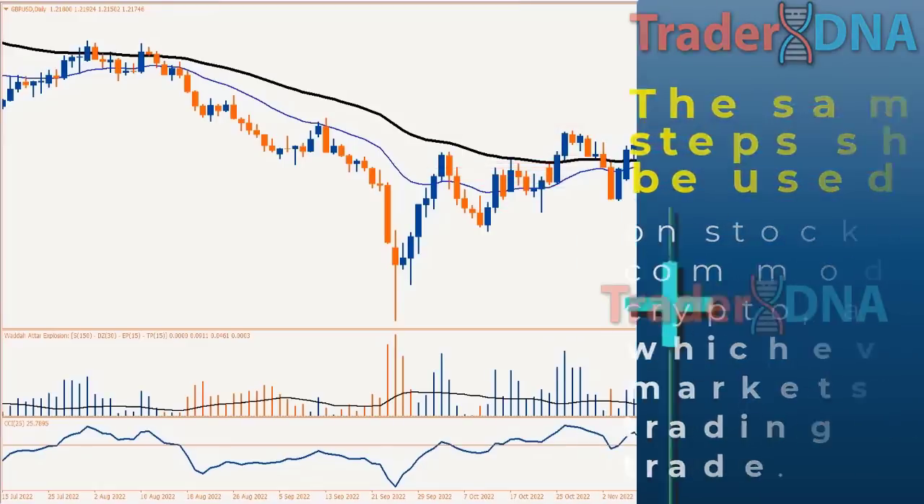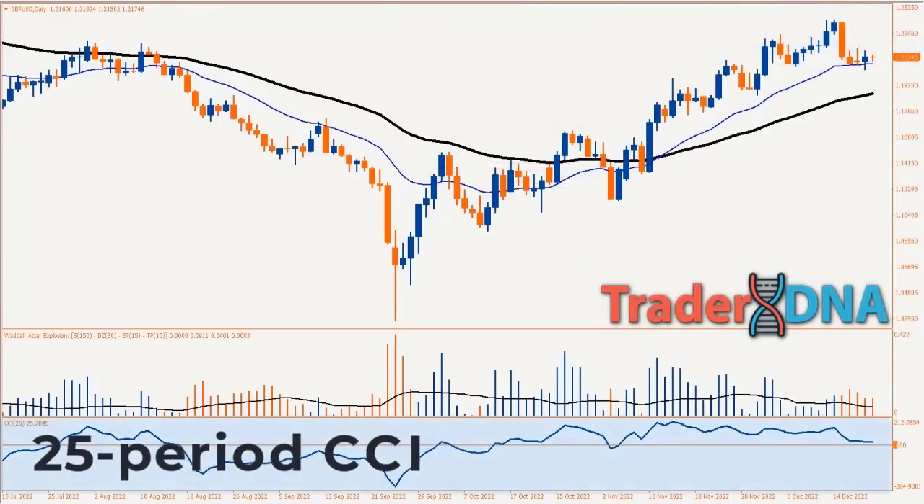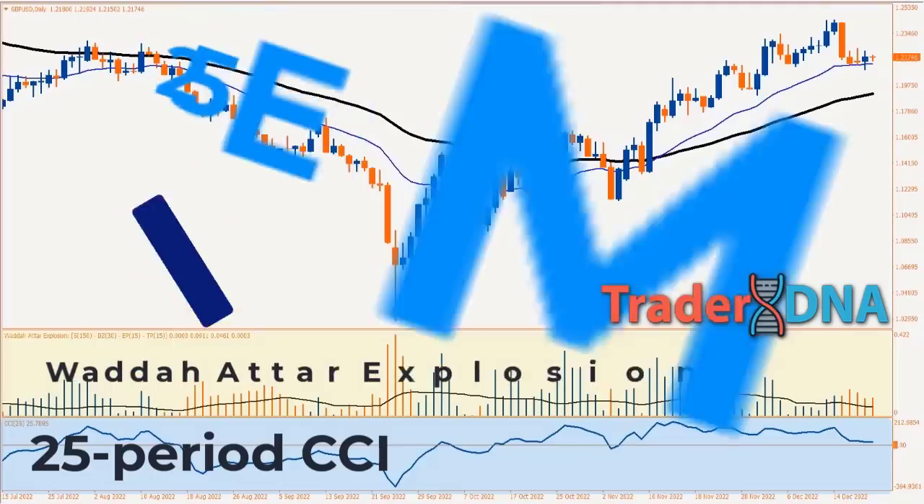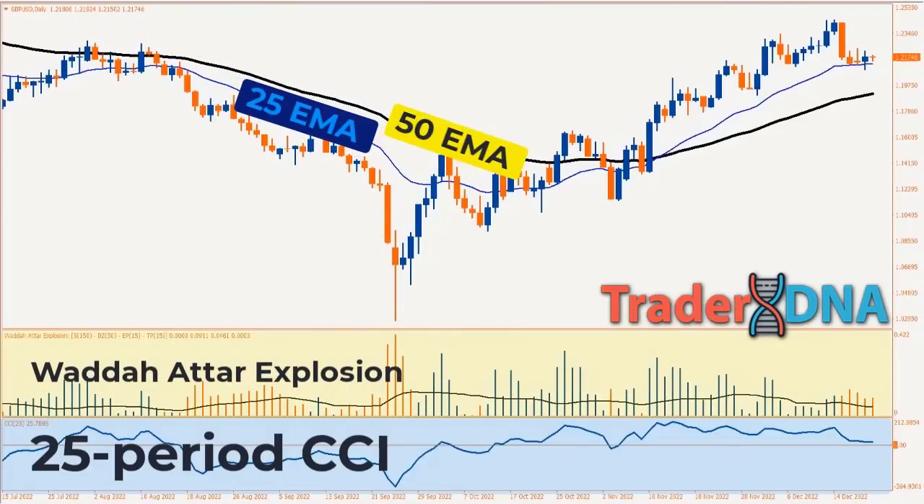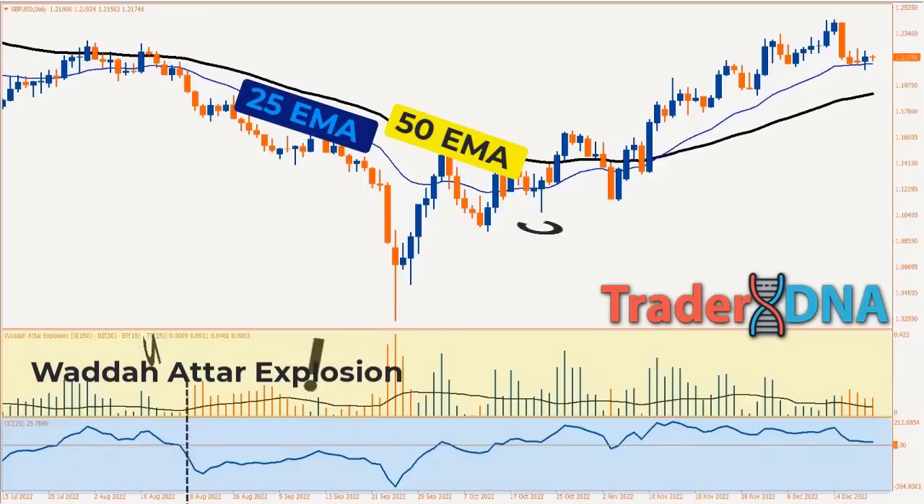Step number 1. Add 25-period CCI, WADDAH ATTAR Explosion, 20-period EMA, and 50-period EMA. Step number 2. Watch the market. Watch the market and wait until the market is active and moving decisively. Wait until the 20-period EMA is above or below the 50-period EMA.